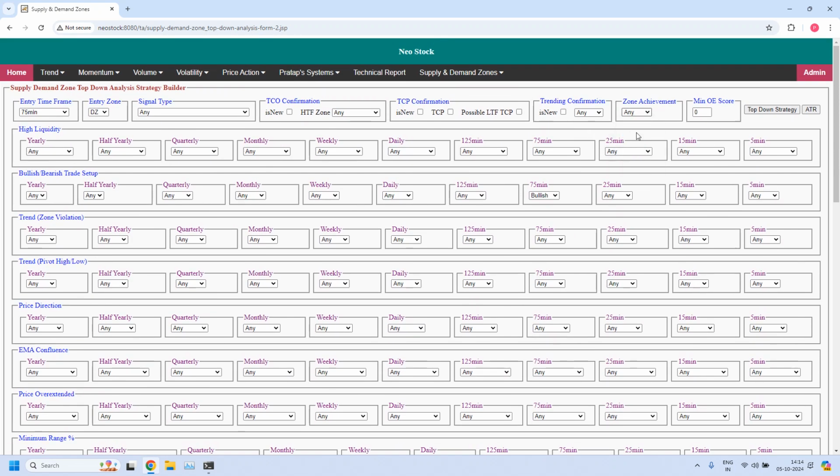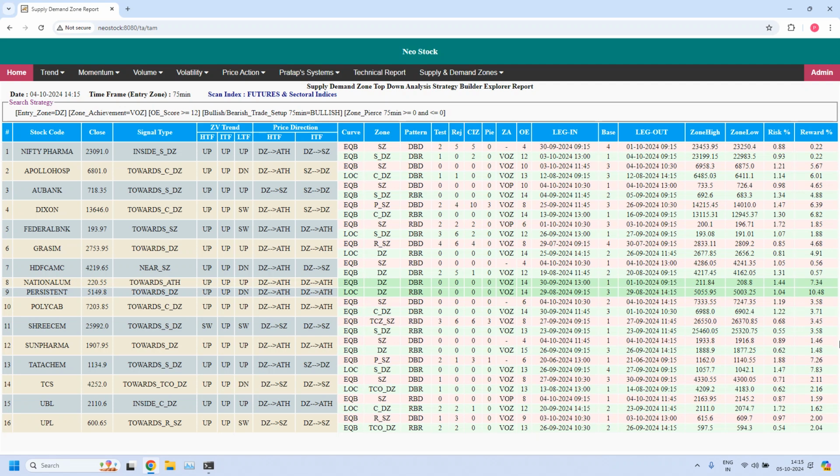And violated opposing zone is the zone achievement, minimum odd enhance score should be 12, and all the three filters are applied to 75 minutes demand zone. Let me filter. Now 16 stocks are filtered. All these 16 stocks are currently supporting bullish trade setup for weekly income trade, that is entry time frame 75 minutes.